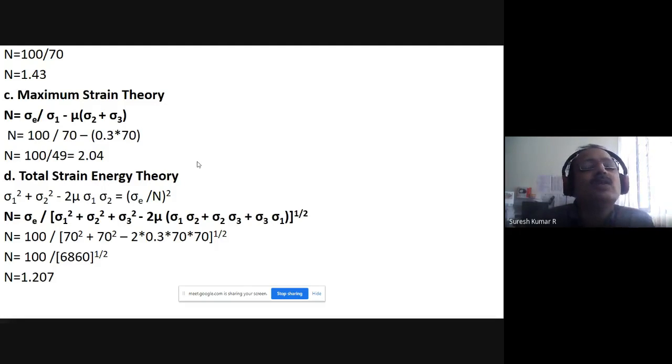Then I'll apply the total strain energy theory. That will be sigma 1 square plus sigma 2 square minus 2 mu sigma 1 sigma 2 is restricted to sigma E by n whole square. Then the material remains safe under total strain energy theory. So the value of n will be sigma E divided by root of sigma 1 square plus sigma 2 square plus sigma 3 square minus 2 mu, all this, but sigma 3 being 0. So I get n is equal to 1.207. That is based on total strain energy theory.